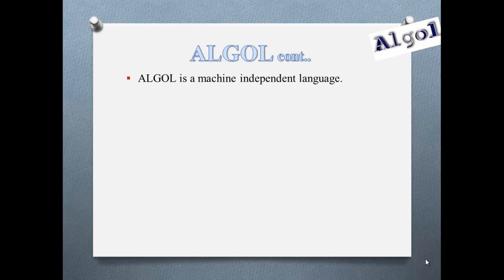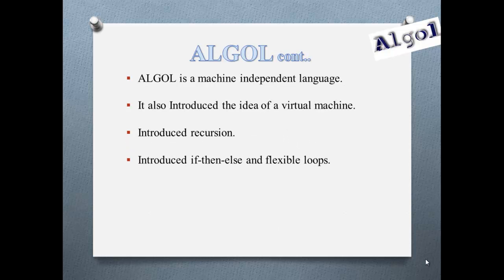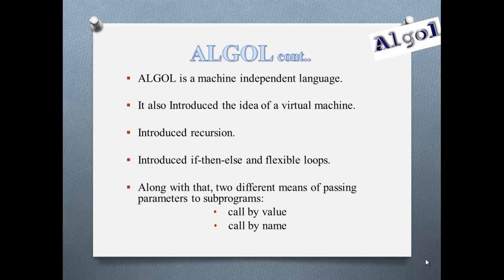Algol is a machine-independent language. It also introduced the idea of a virtual machine, introduced recursion, if-then-else and flexible loops. Along with that, two different ways of passing parameters to subprograms: call by value and call by name.